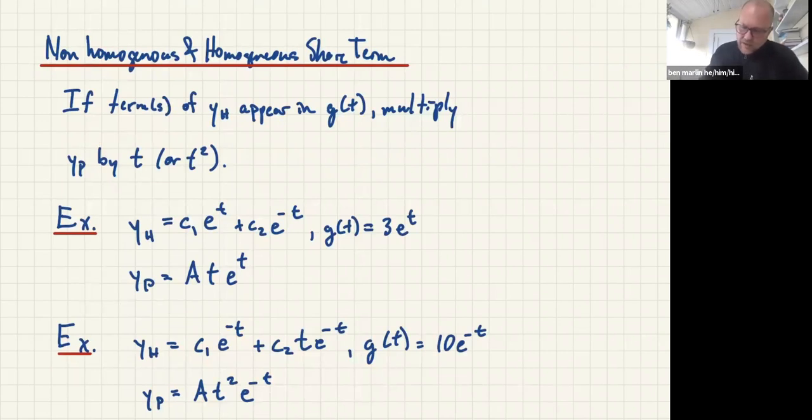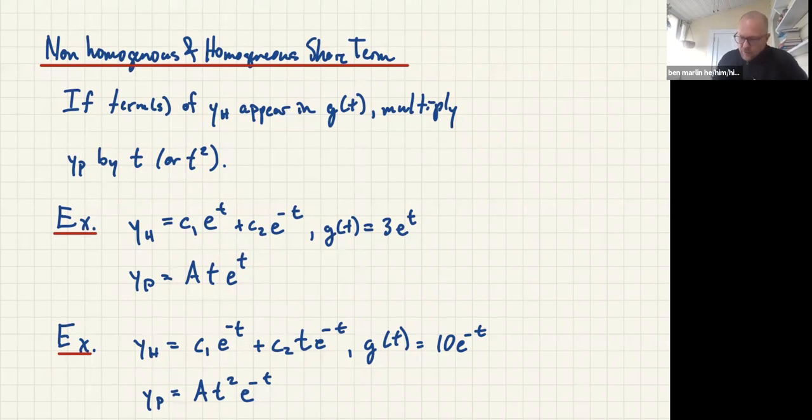Okay, so now to refer to what happens when we have a shared term. If your g of t contains terms that are in the y sub h, then you're going to have to multiply your form for the g of t by t if it appears once, or t squared if it appears twice. For instance, if we had an equation with y sub h having pieces e to the t and e to the minus t, but your g of t was 3 e to the t, then you would have to multiply by t and have a t e to the t in order to get your non-homogeneous part.